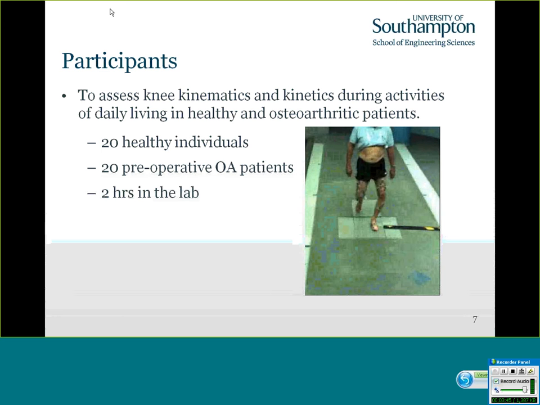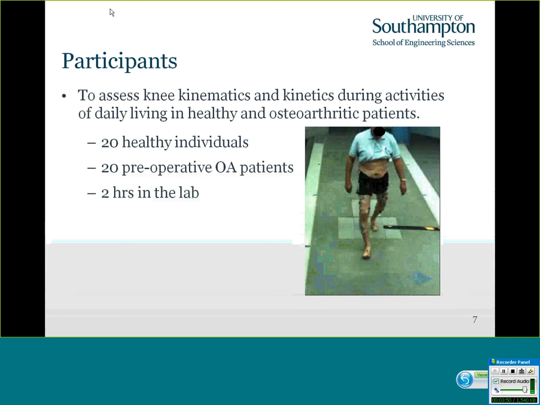In order to assess knee kinematics and kinetics during activities of daily living in our osteoarthritis patients, we selected 20 healthy individuals from the community, who were age and sex matched to the osteoarthritis patients. We gathered 20 preoperative OA patients from Southampton General Hospital that were taken from the knee arthroplasty surgical list, and each participant was in the lab for around 2 hours. Obviously, informed consent and ethics approval were sought before the testing started.